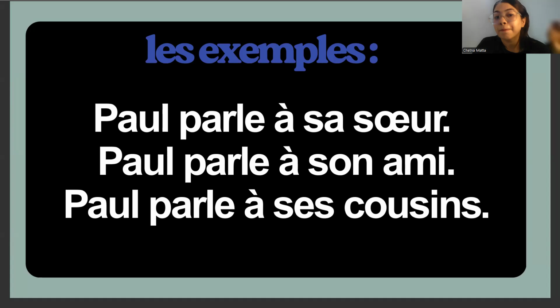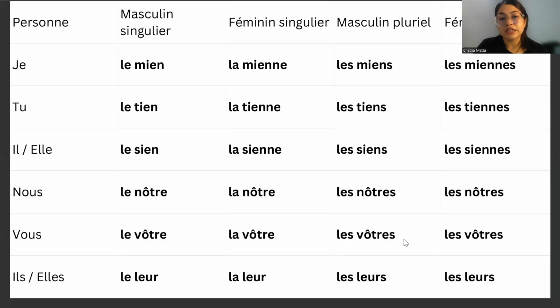Let's see an example. Paul parle à sa sœur. So Paul talks to his sister, right? So Paul is il for us. Sister being feminine, on utilise sa. Paul parle à son ami. So here, ami is masculine in nature, also the vowel. So if it would have been amie with e, then also we would have used son. Paul parle à ses cousins. So plural.